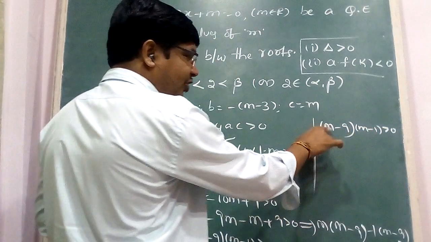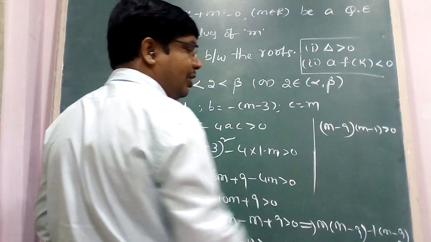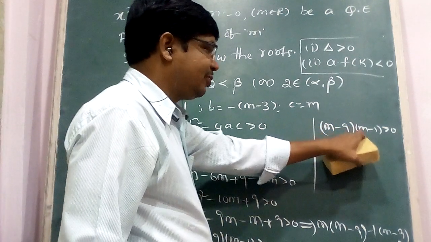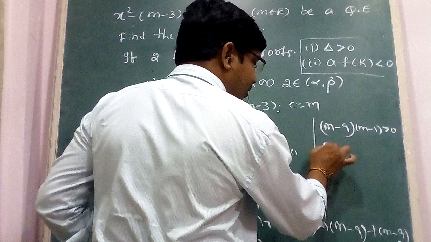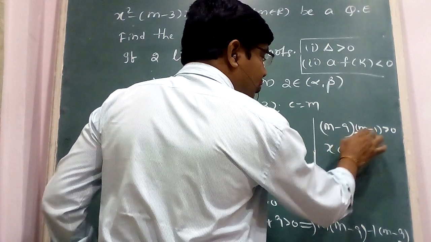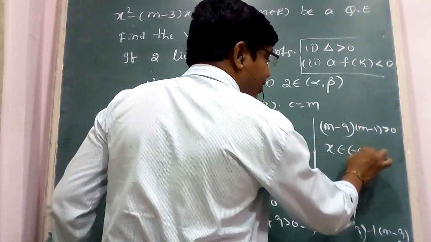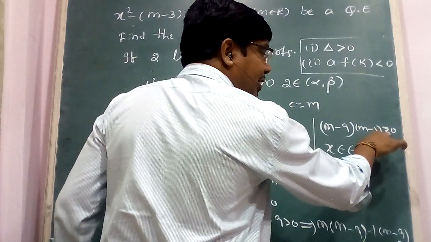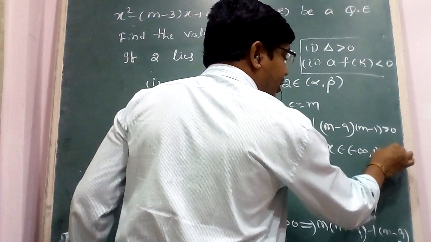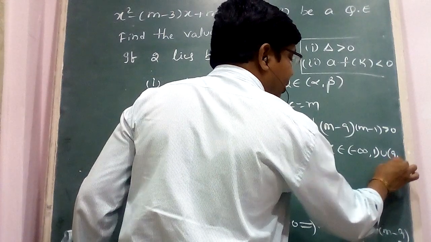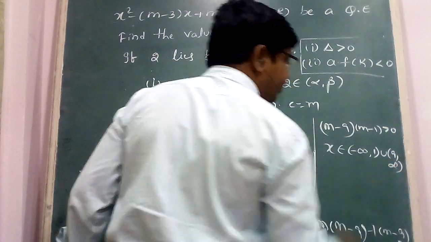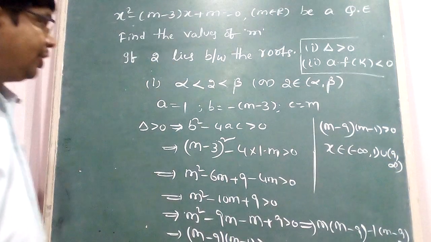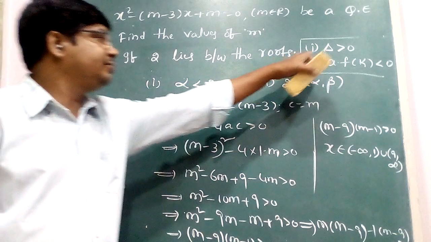That is, x minus a into x minus b greater than 0 means the solutions are x belongs to minus infinity to 1, not including 1 because there is no equal sign, union 9 to infinity. Now, what about the second condition here?